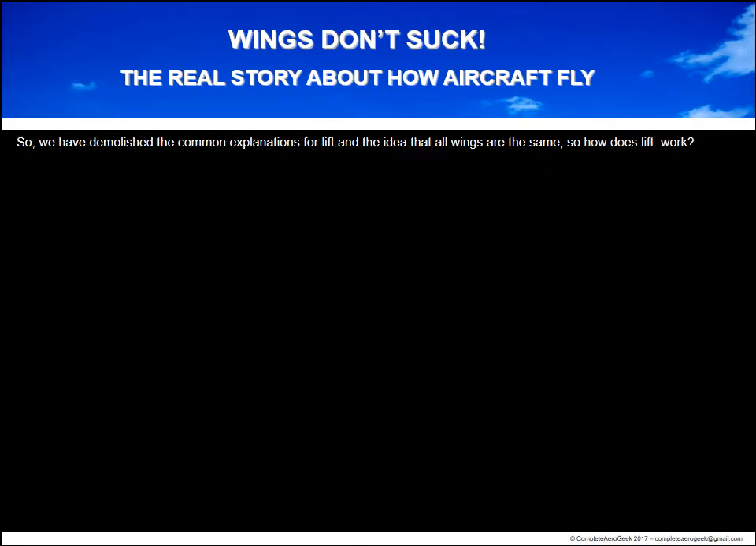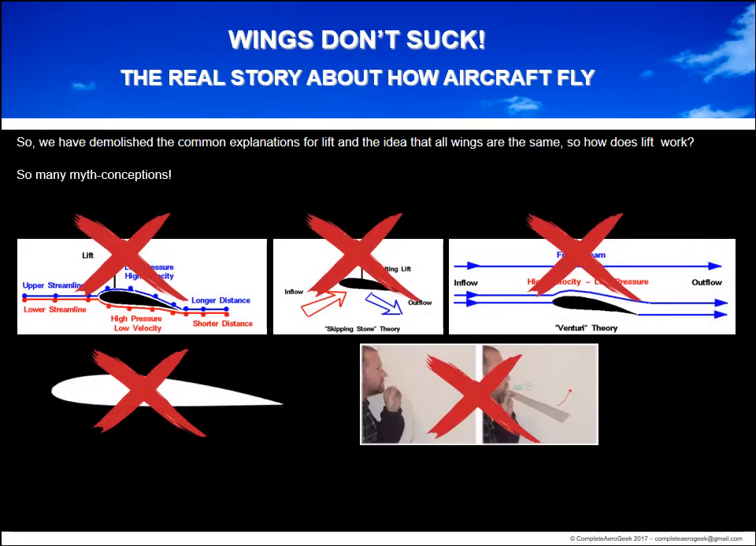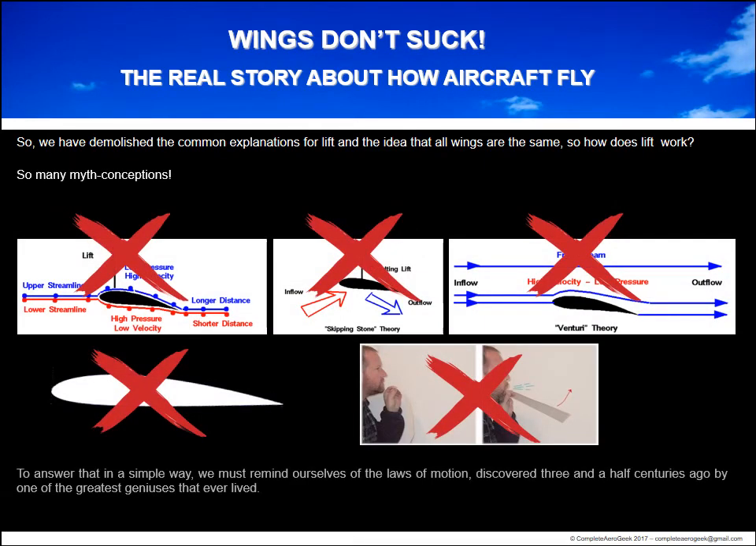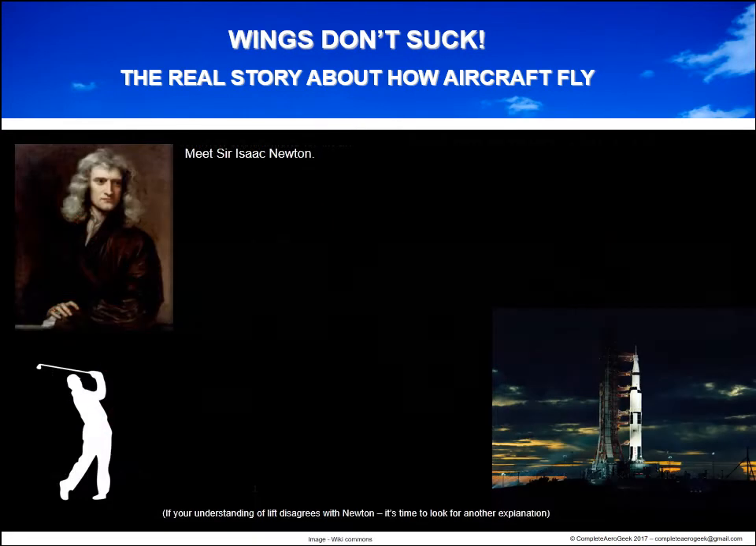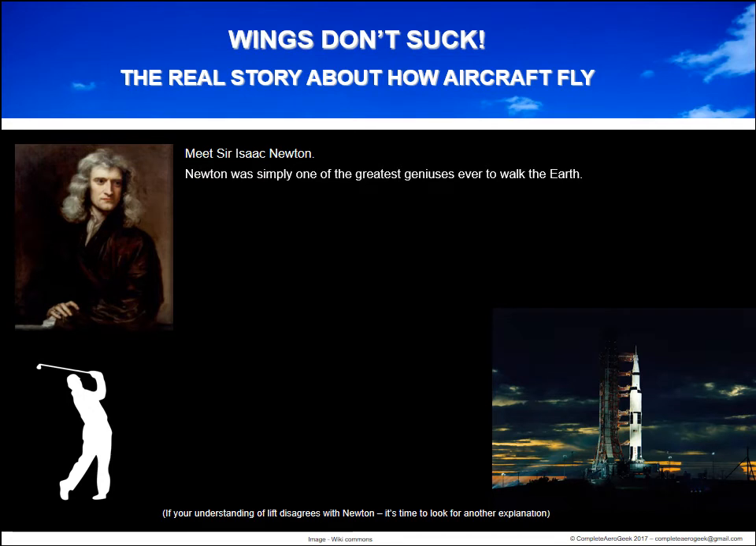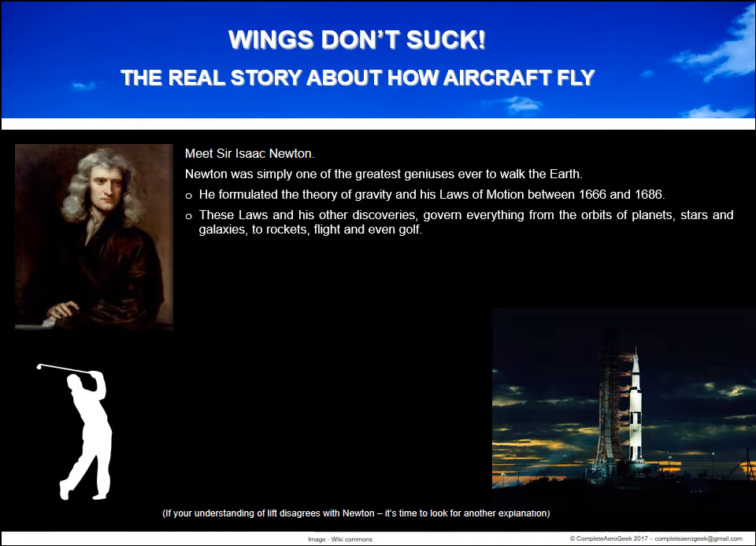So, we have demolished the common explanations for lift, and the idea that all wings are the same, so how does lift work? To answer that, in a simple way, we must remind ourselves of the laws of motion, discovered 3.5 centuries ago, by one of the greatest geniuses that ever lived. Meet Sir Isaac Newton. Newton was simply one of the greatest geniuses ever to walk the earth. He formulated the theory of gravity and his laws of motion between 1666 and 1686.